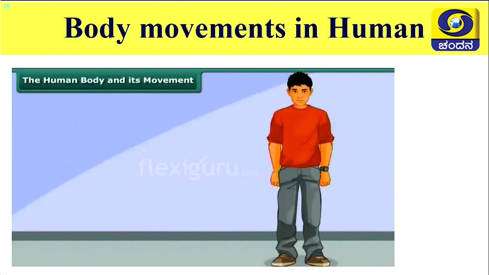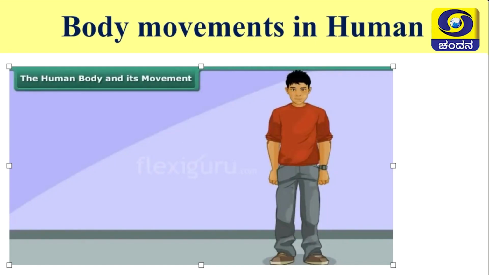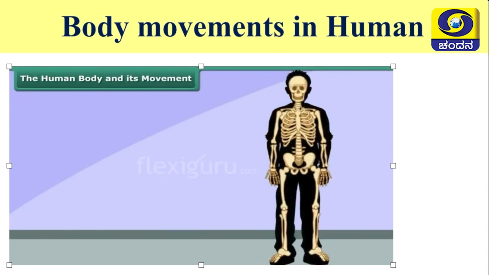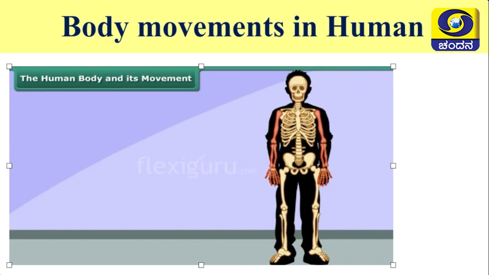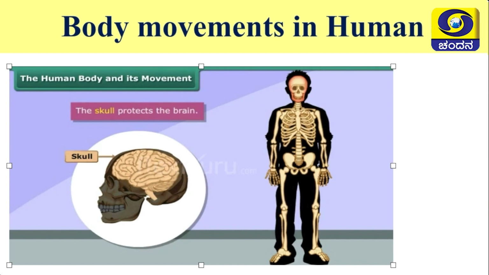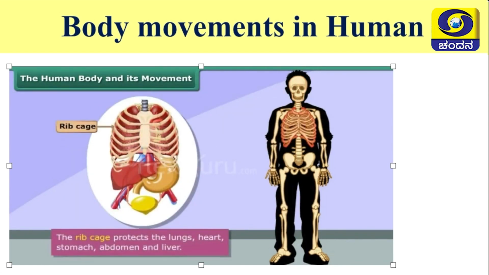Here see the body movements. The human body and its movement. As we already know, the shape of our body is due to the presence of bones, cartilage and muscles. There are 206 bones in the human body. The framework of all the bones in the human body is known as skeleton. It consists of the skull, hand bone, shoulder bone, rib cage, pelvic bone, backbone, leg bone and cartilage. Most of the bones protect our organs: the skull protects the brain, while the rib cage protects the lungs, heart, stomach, abdomen and liver.